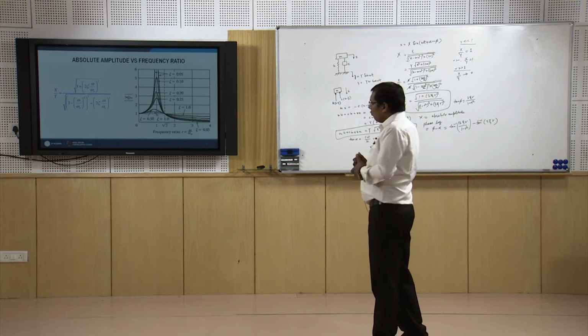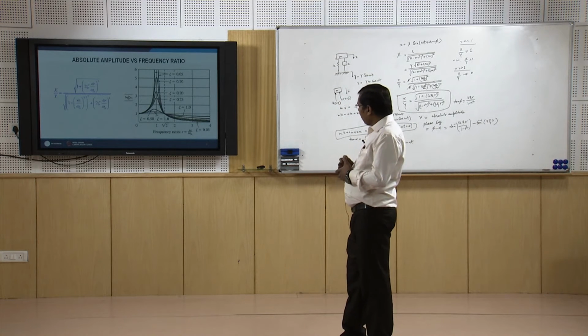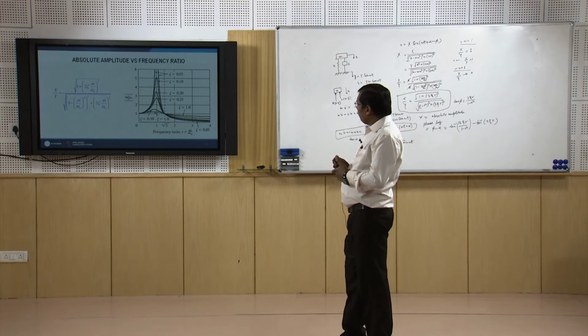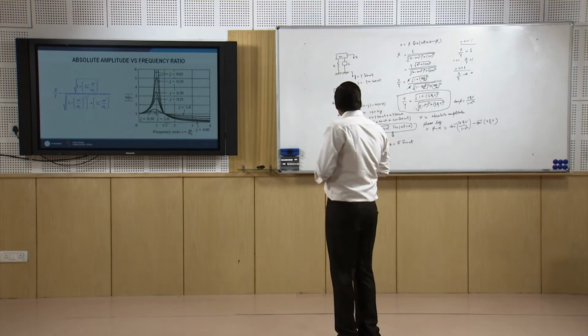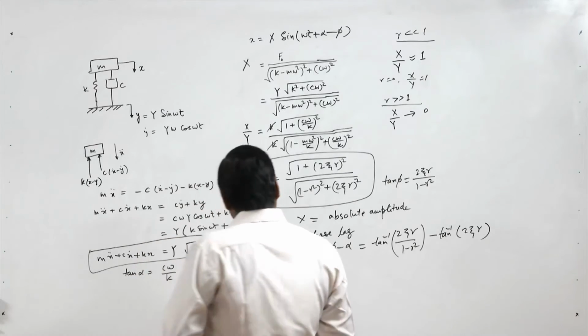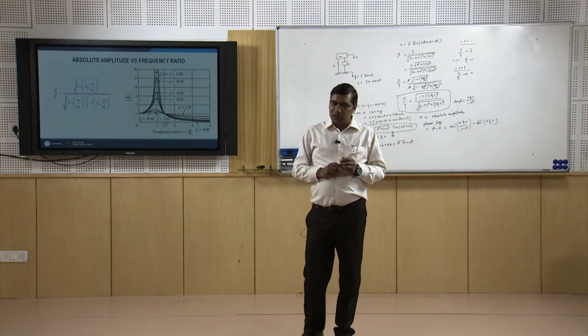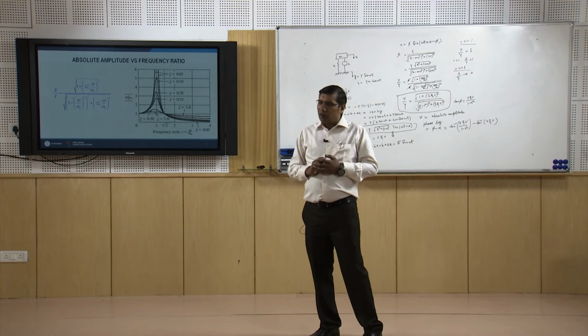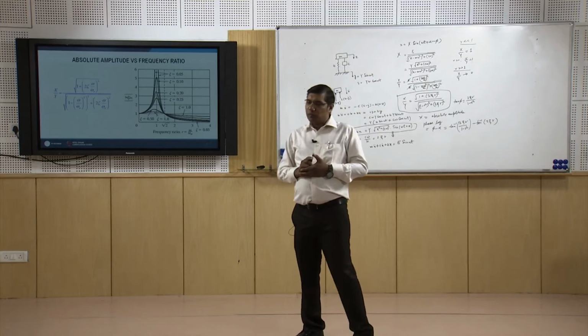We can see that for higher values of r, the lower damping values reach x by y equal to 0 faster than higher damping. So what we have derived is x, that is for the absolute amplitude of mass. Now we can take another case of relative amplitude.